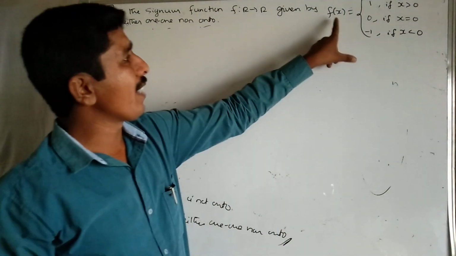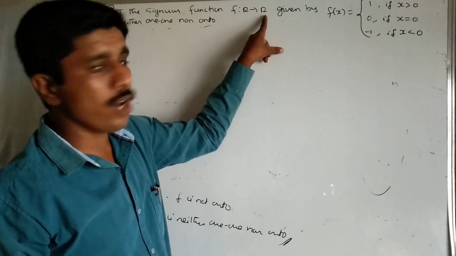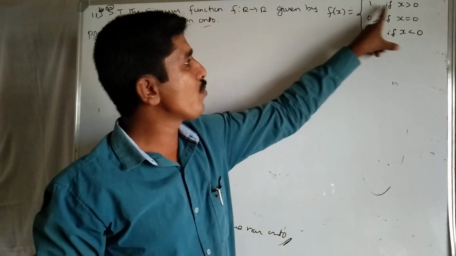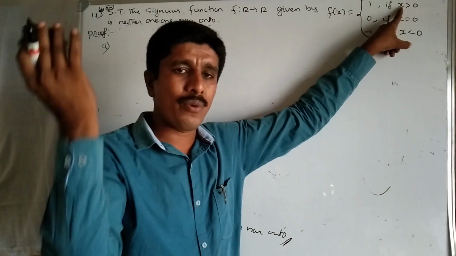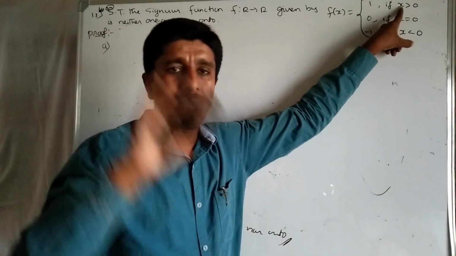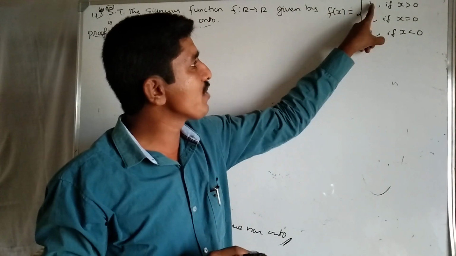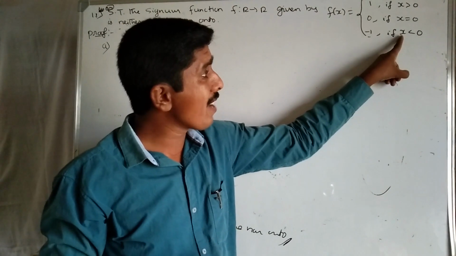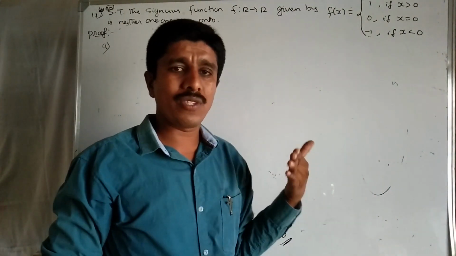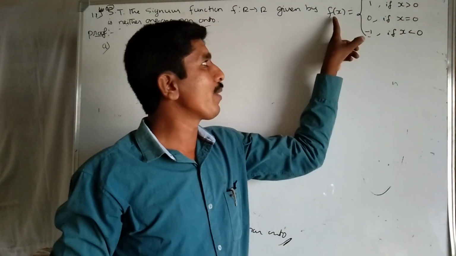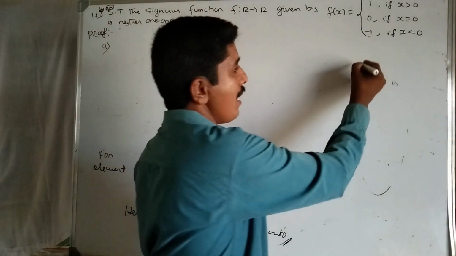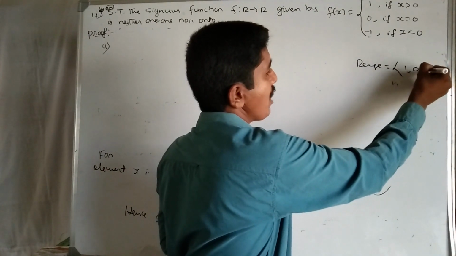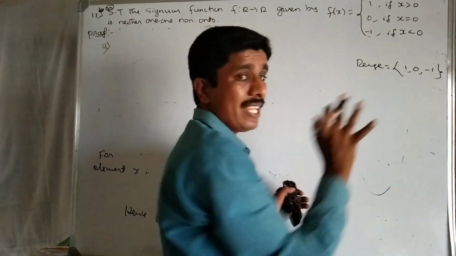The signum function is defined like this. Domain is real numbers, codomain is real numbers. The function is defined as f of x equal to plus 1 if x greater than 0. You take any number 1, 2, 3 up to infinity, and you get the range value f of x equal to 1. At x equal to 0, f of x is 0. For x less than 0, meaning negative real numbers, you take any negative number and we get the range value minus 1. So clearly the range is 1, 0, minus 1. It contains only 3 elements.